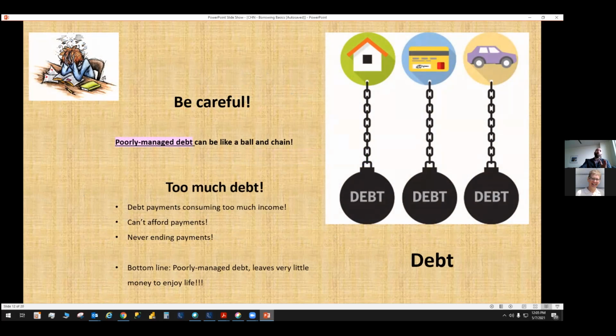Be careful. Poorly managed debt can be like a ball and chain. If you have more than 35% of your income consumed by making debt payments, or they're payments that you can't afford in your monthly budget, they become never-ending payments, and it leaves very little money left over to actually enjoy your life, your social life, or even the groceries you can afford to buy. So be very careful in how you manage your debt.